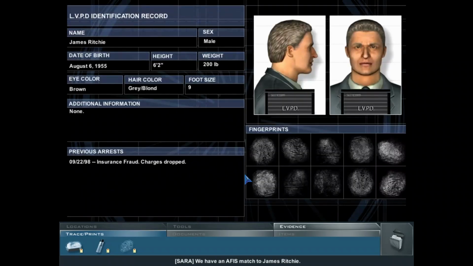We have an APHIS match to James Ritchie, charged with insurance fraud 4 years ago. Case was dropped, however.